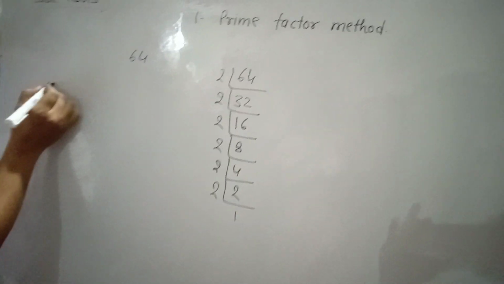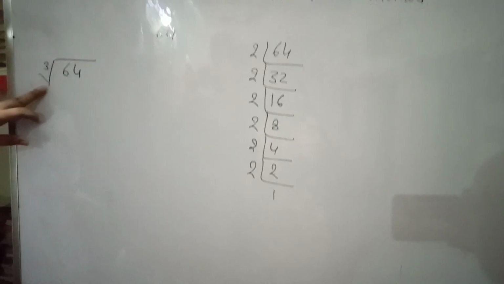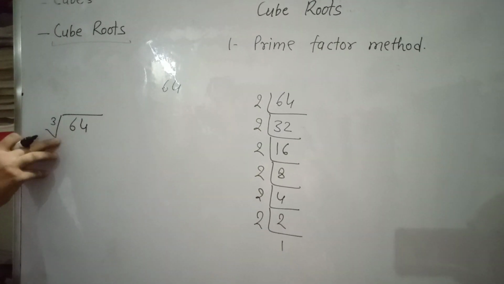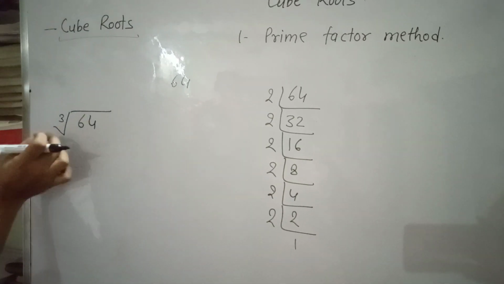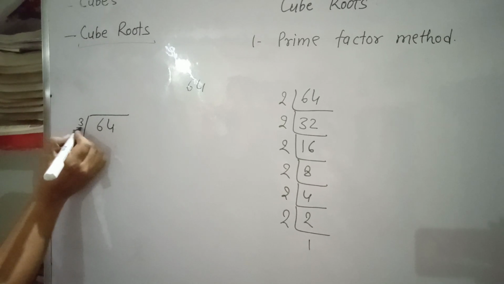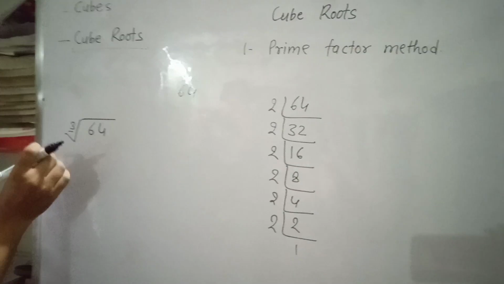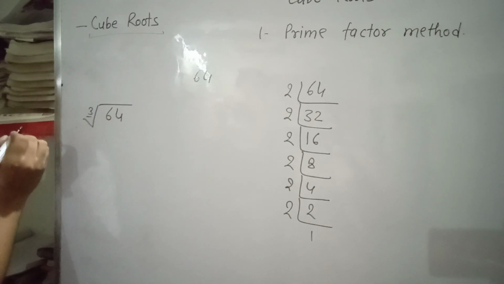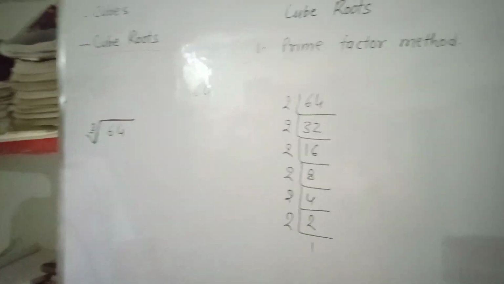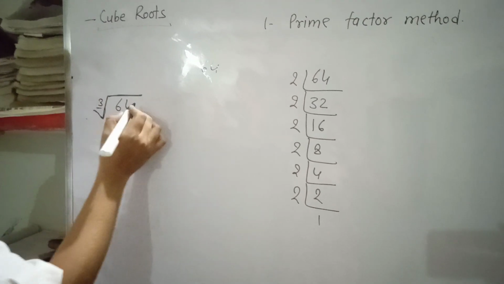So we write 64 under the cube root. That's the symbol of the cube root. It is somewhat different from the symbol of a square root. In a square root the inner portion is blank, but in the cube root we have the value 3 in the inner portion of the root sign.